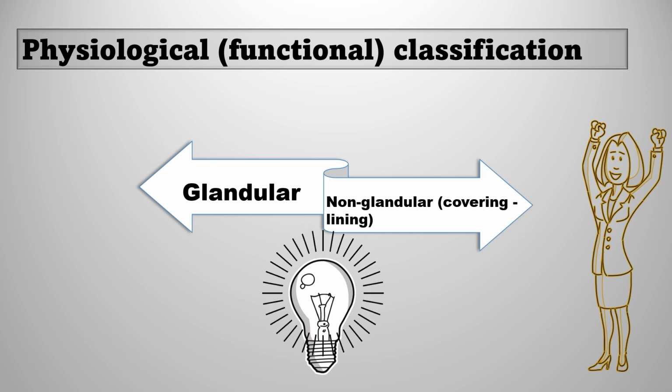So what we are going to talk about is the glandular one, this one. But this classification is based on the function, because the main function of the non-glandular epithelium is to protect. It has also other functions, but the main one is protection. This one is the glandular. It has different types. We will see what they are.